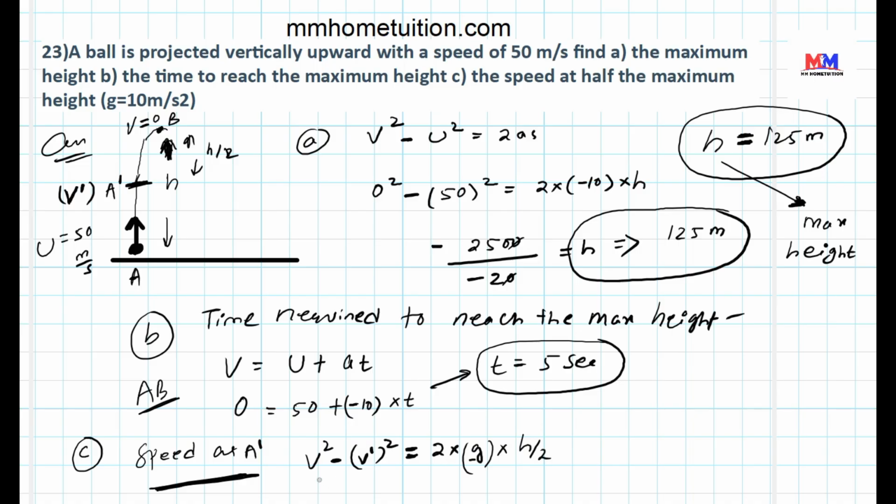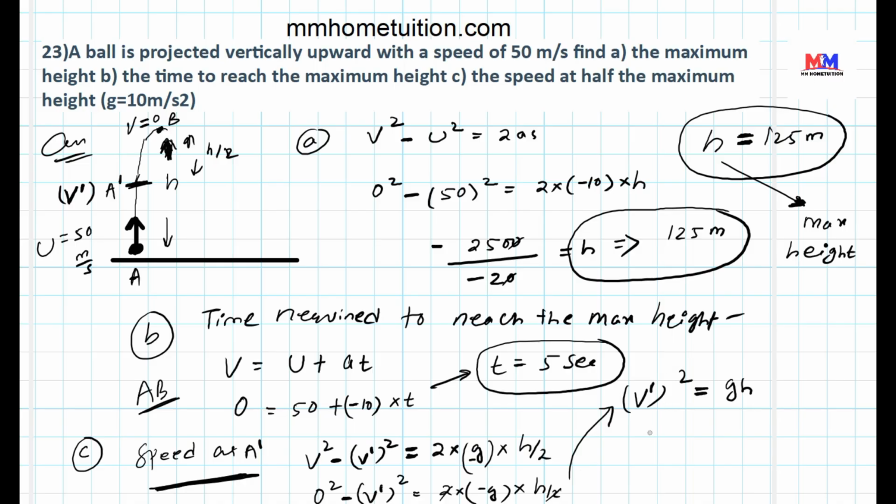So at the highest point v square is 0, minus V dash square equals how much? 2 into minus g into h by 2. So this height is h by 2. So 2 gets cancelled. So V dash square equals how much? V dash square equals gh.